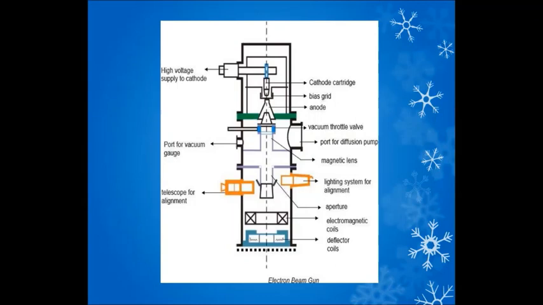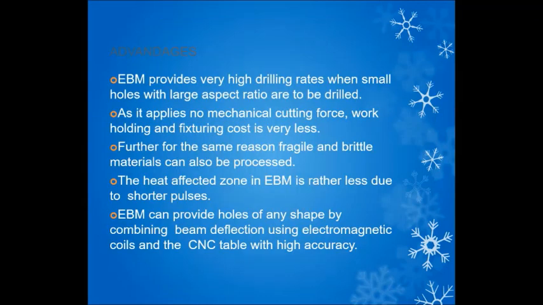Electron beam machining provides a very high drilling rate compared with conventional machining methods. It also has some main disadvantages, which are its primary limitations.